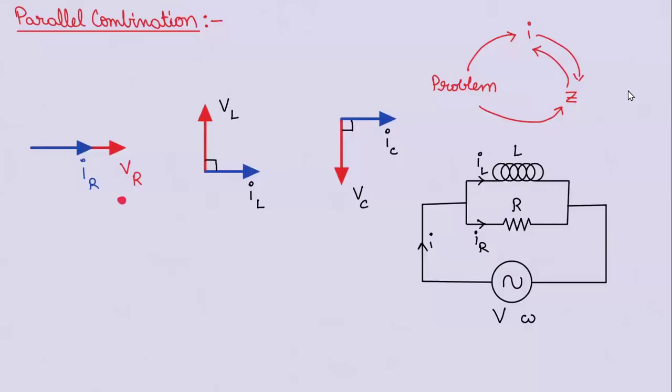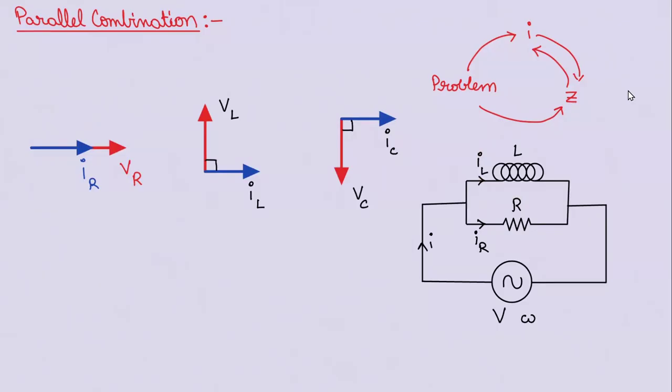Now observe the phases are there. This is the resistance phasor, voltage phasor. Sorry, this is inductor. This is capacitor. Those phases are still valid. But try to understand. In parallel combination, voltage remains same. In parallel combination, what remains same? Voltage remains same. Current will be divided.